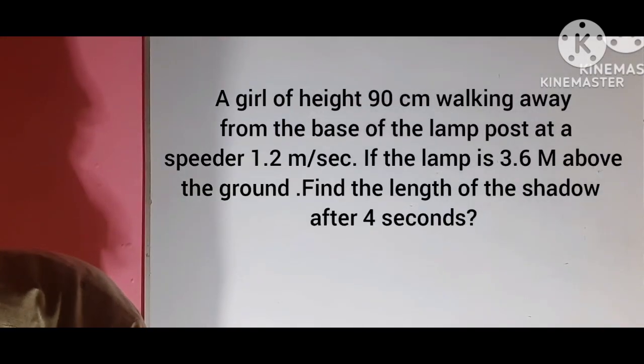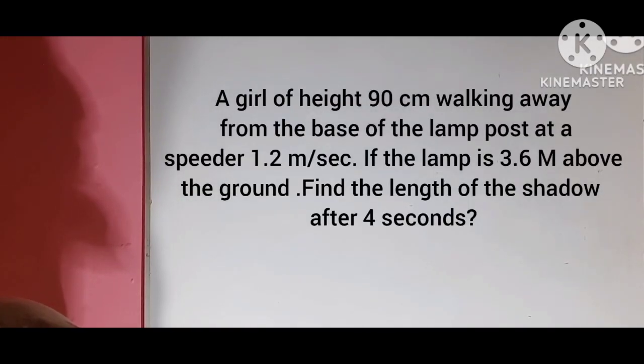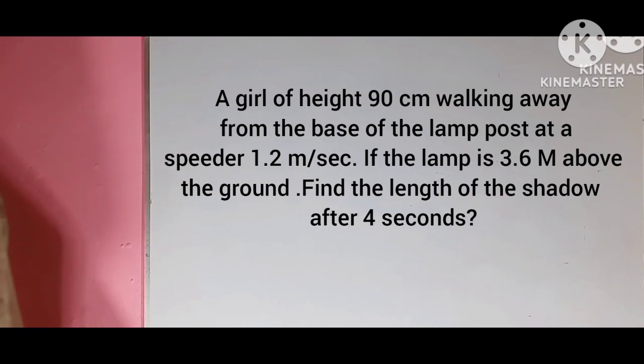Okay. Next question is, a girl of height 90 centimeter is walking away from the base of the lamppost at a speed of 1.2 meter per second. Okay, they gave you speed, very important. Okay, if the lamp is 3.6 meter above the ground, find the length of the shadow after 4 seconds. Okay, they gave you time and the speed also.